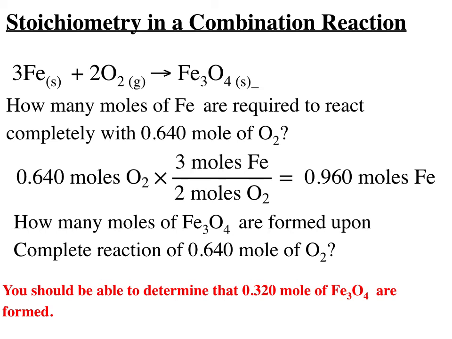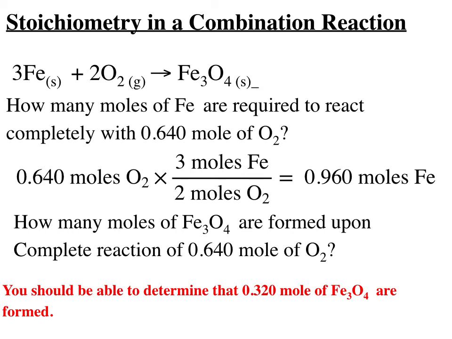So first, how many moles of Fe are required if I'm going to completely react 0.640 moles of O2? According to the stoichiometry, every time 2 moles of O2 disappear, 3 moles of Fe disappear. So I line up the stoichiometry between those two to get rid of the O2 and form the Fe. I will line them up as shown, the ratio of 3 to 2. So the numbers tell me to take 0.640 times 3, divided by 2, or I will need to react 0.960 mole of Fe.